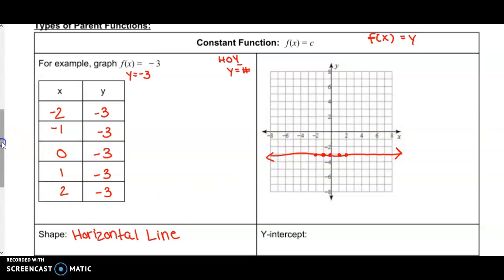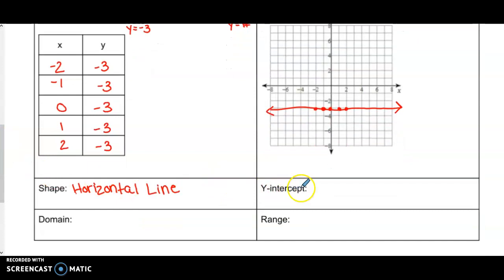All right, so some of the key features of the horizontal line: the y-intercept is always where it crosses the y-axis. So it's going to be the point (0, -3). The domain of this, remember domain is x values, so what x values does it hit on this line? If you look, it looks just like the x-axis. So that means it hits everything. So that's where we can use all real numbers. Or if you like interval notation, we're going from -infinity to infinity. Remember, negative infinity, we read left to right to infinity.